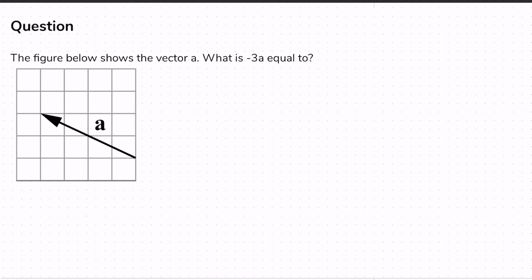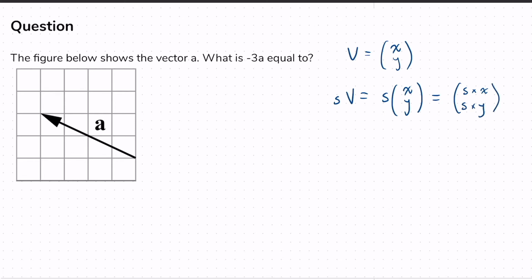So what does it mean to multiply a vector by a scalar? Well, the general way of thinking about this is if I have a vector, the way I would write it is something like that. And if I multiply this vector by a scalar, let's just call the scalar s, then s times v equals, one of the ways we can write this is x over y, which becomes s times x, s times y. We times everything inside it by that scalar.